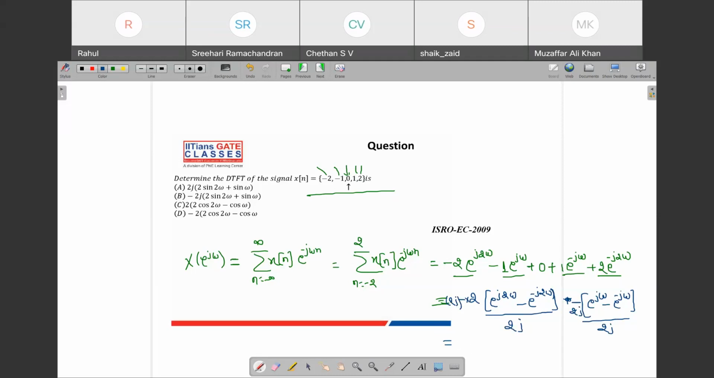So this will become minus 4j sine 2 omega, and this will become minus 2j sine of omega. When you take the minus 2j common, you will get 2 sine 2 omega plus sine of omega. So this will be the correct answer. These questions are pretty straightforward. You just need to simply apply this discrete time Fourier series formula.